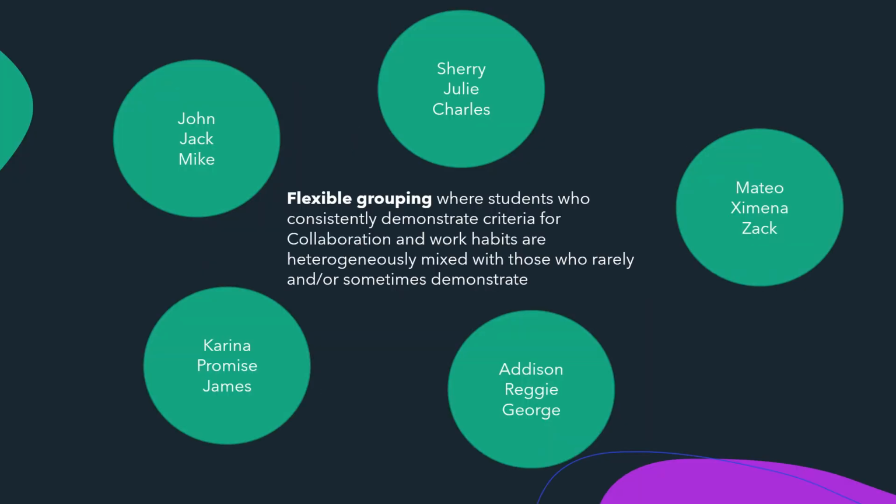So I would flexibly group students who are consistently demonstrating criteria for collaboration and work habits heterogeneously with those that are rarely or sometimes demonstrating these skills. When I did that, these would be their groupings as follows. They're about the same size as our table size for students sitting at tables, 3 to 4 students. So that will help with that.